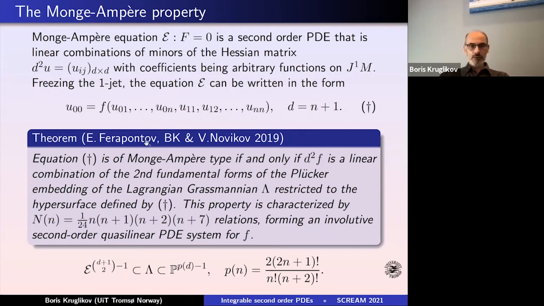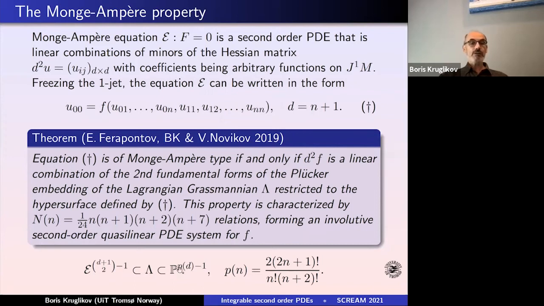So here is a formulation. So the equation of this form is of Monge-Ampère type if and only if, whenever we consider, note that this thing actually is a relation again between second order derivatives, and you can think of those, of course, as coordinates on the Lagrangian Grassmannian. So what does this give to you? It gives you a hypersurface in the Lagrangian Grassmannian. So our equation is embedded into Λ, this Lagrangian Grassmannian. And then Λ by Plücker is embedded into a certain projective space. Okay, so that's the Plücker embedding.